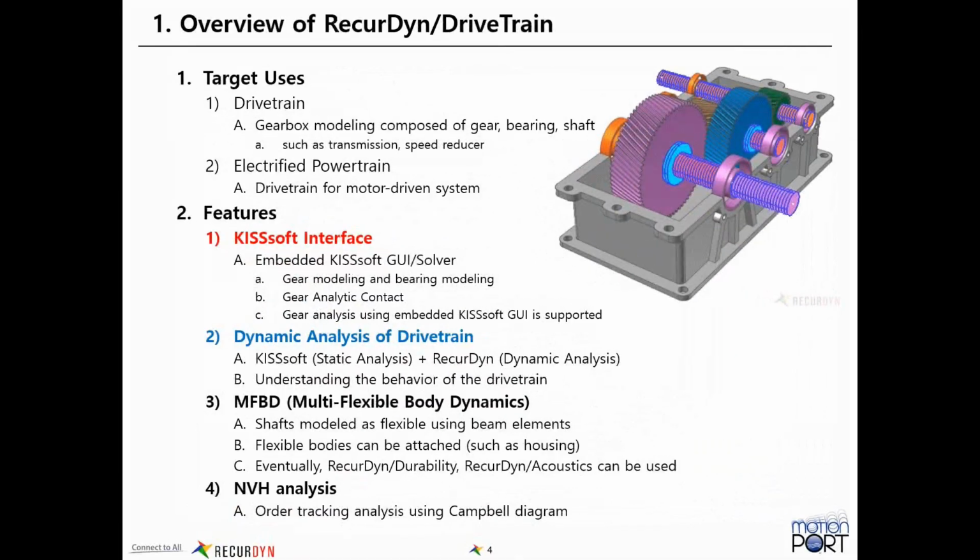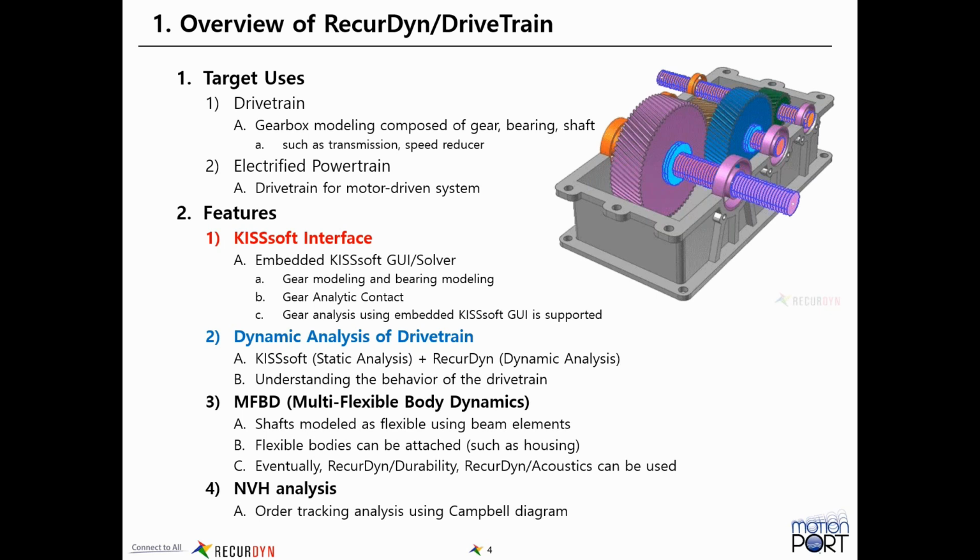So just to give an overview of the new DriveTrain toolkit, the target uses of this toolkit are to simulate the drivetrain, which could consist of a gearbox, which could have gears, bearings, and shafts. And typically you would find these in transmissions and speed reducers. And another application would be electrified powertrains as well.